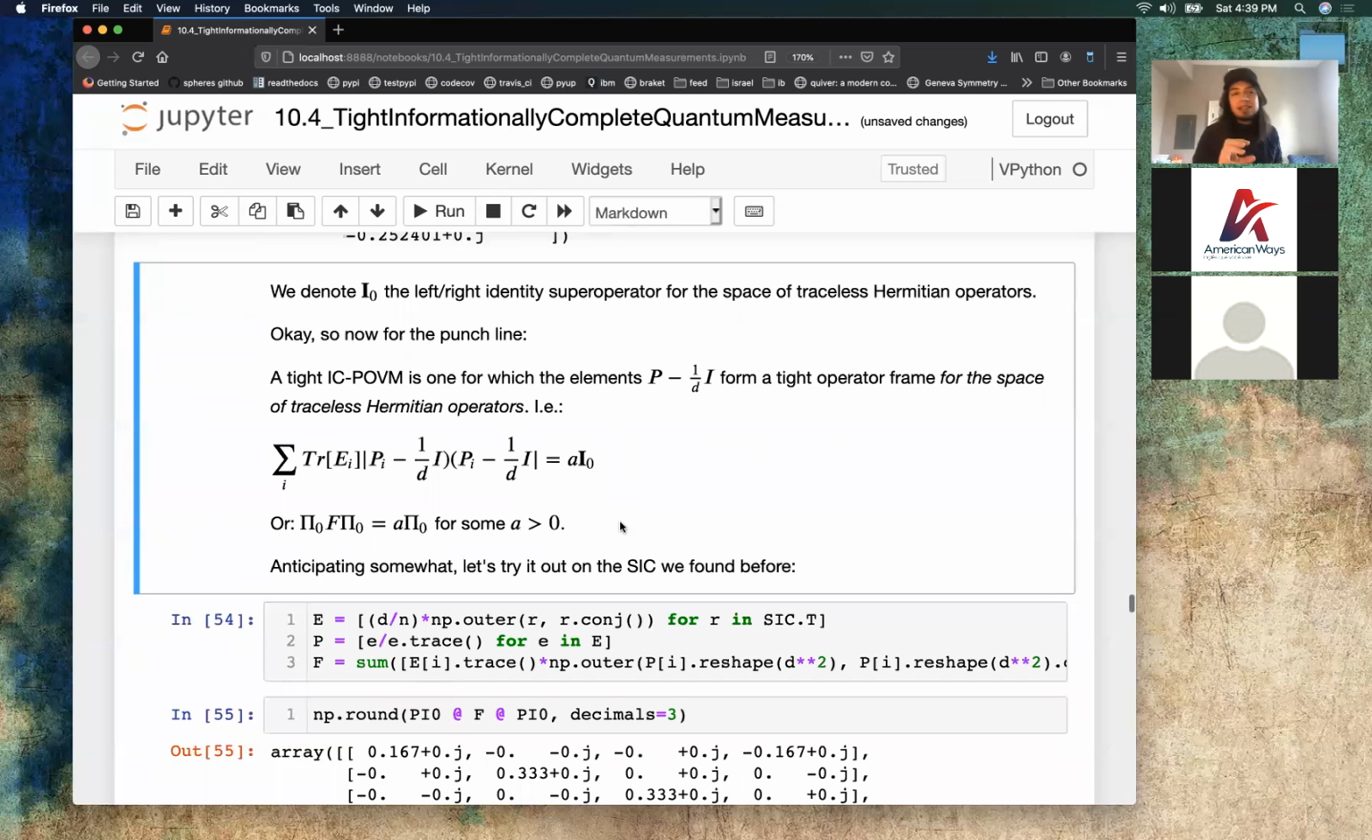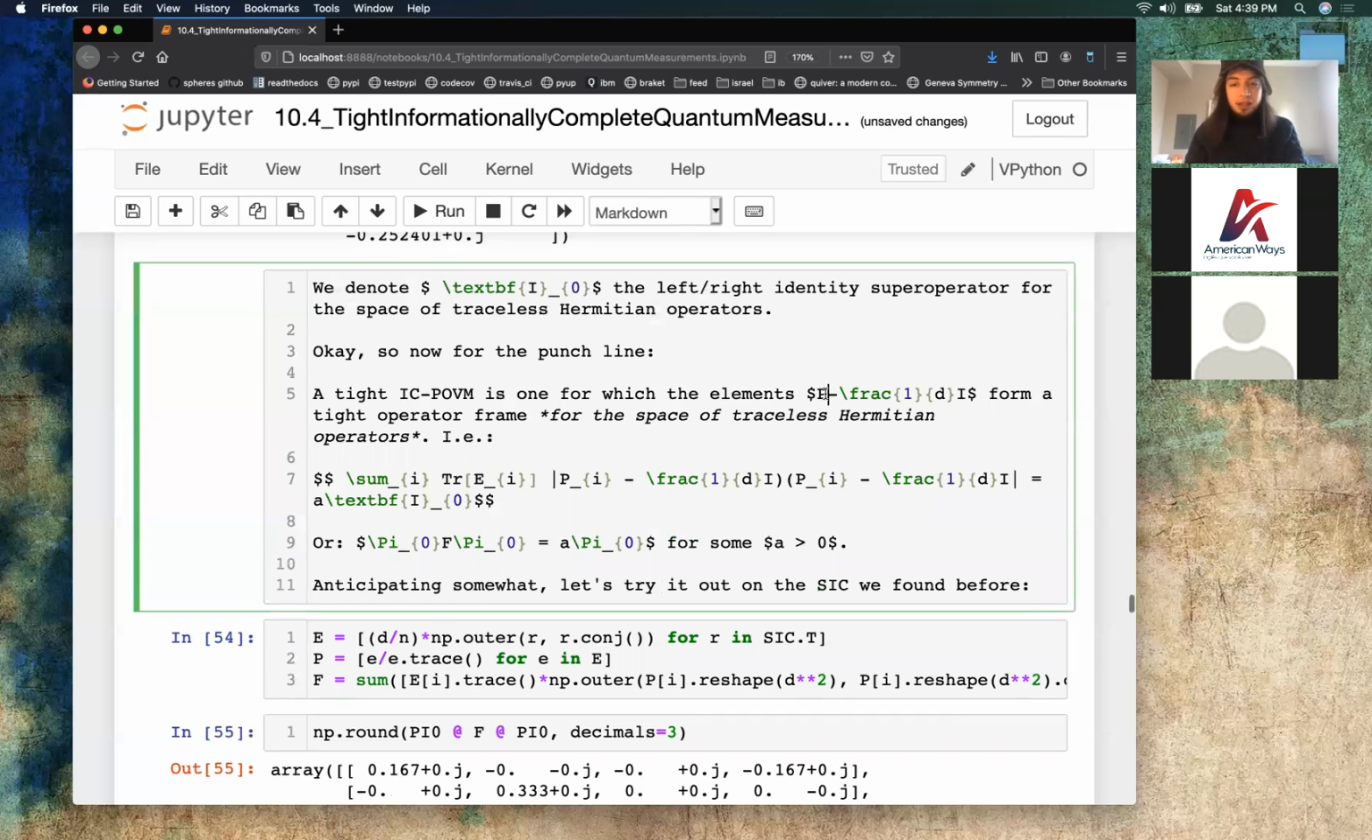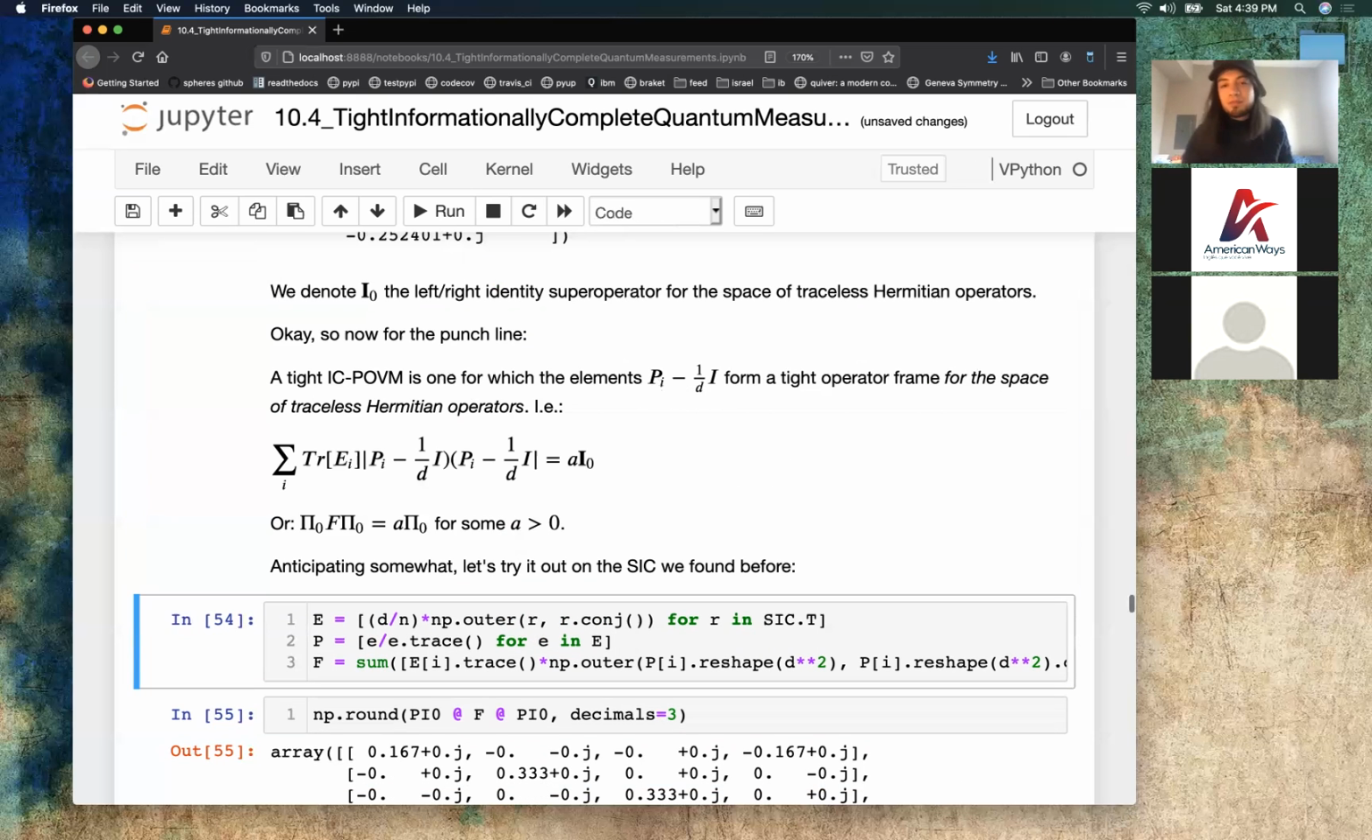We'll denote I0 to be the left-right identity superoperator for the space of traceless Hermitian operators. And here's the punchline. We're going to define a tight, informationally complete problem to be one for whose elements, where remember P is the normalized version of the problem element, minus 1 over D times the identity. In other words, we take each element, normalize it, and subtract off identity over D.